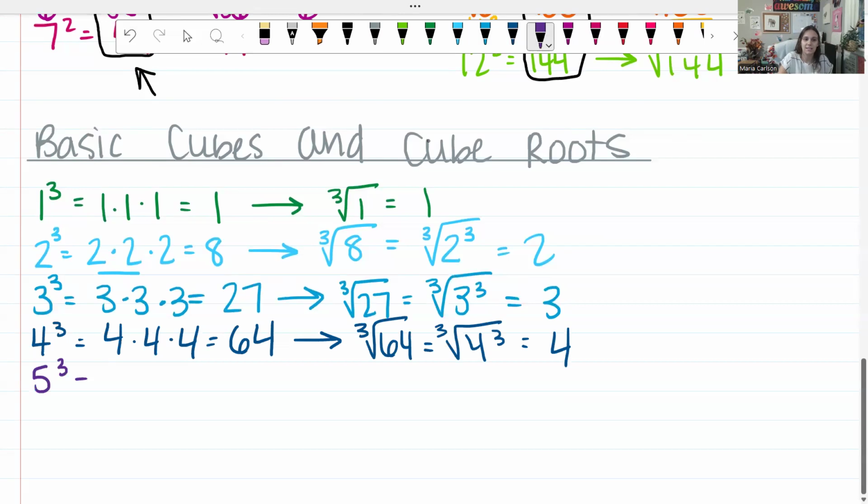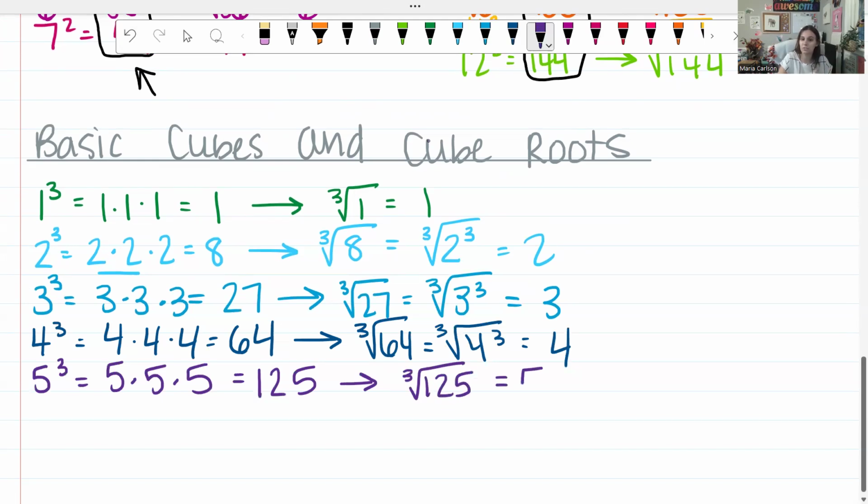5 cubed, that's like taking 5 times 5 times 5, and 5 times 5 is 25, times 5 gives us 125. So if I find the cube root of 125, that's like the cubed root of 5 cubed. So the cubed root of 125 is just 5.